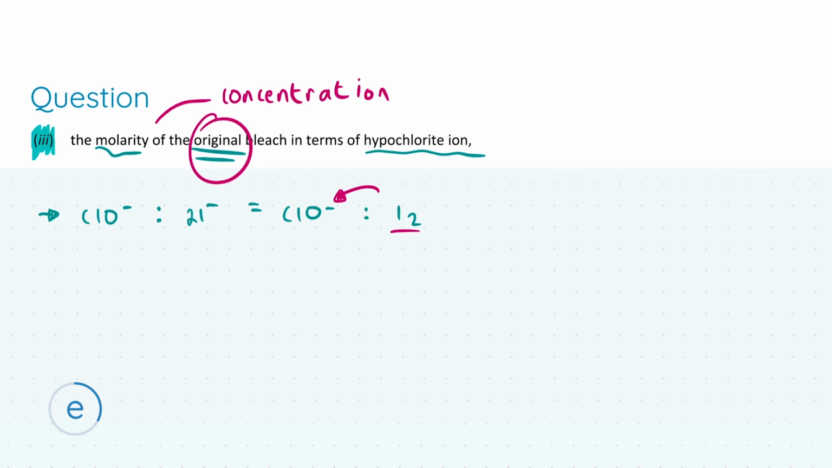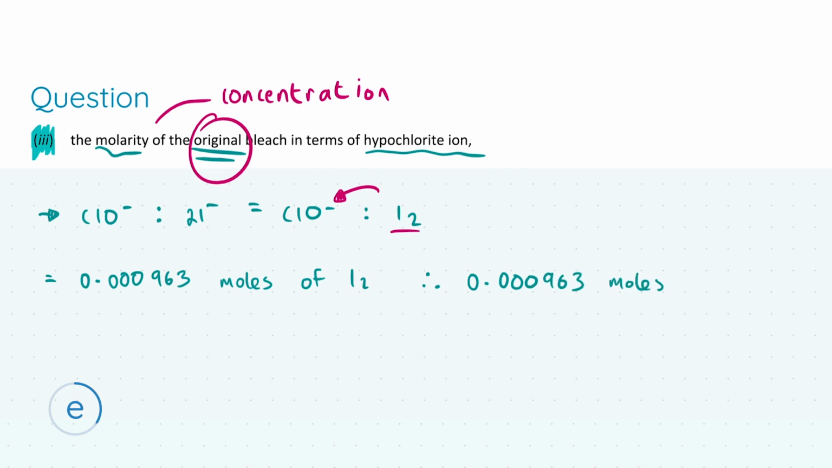If we look back into the previous question, we know that we had 0.000963 moles of I2, and therefore there's also going to be 0.000963 moles of ClO-, which is our hypochlorite ion.